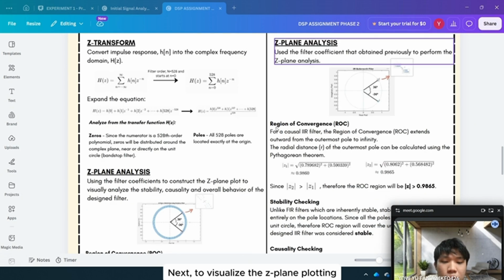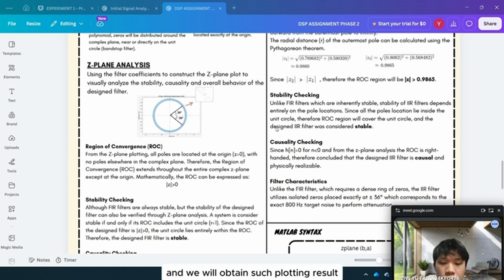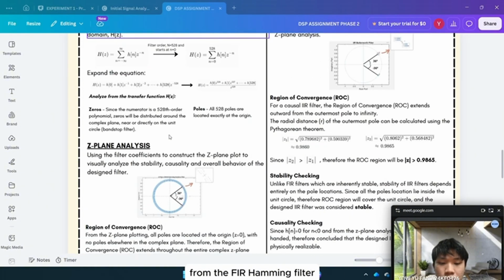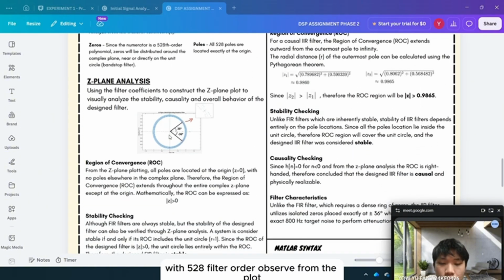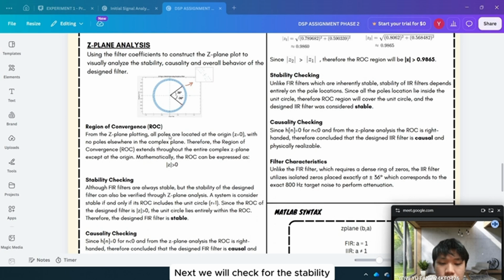Next, to visualize the z-plane plot, we need to utilize the function zplane, where B is the filter input coefficient and A is the filter output coefficient. And we will obtain such a plotting result from the FIR Hamming filter with 528 filter order. Observe from the plot, since all the poles are located at the origin, the ROC will be |z| greater than 0. Next, we will check for the stability.